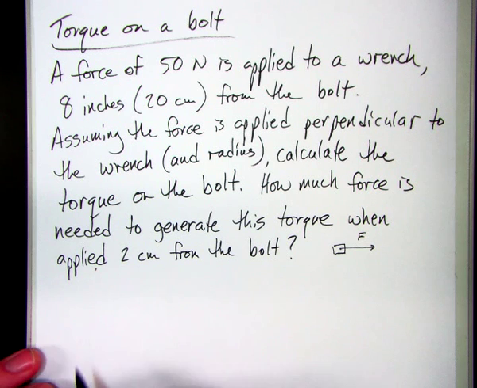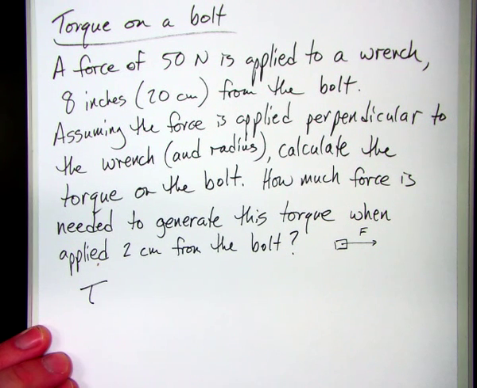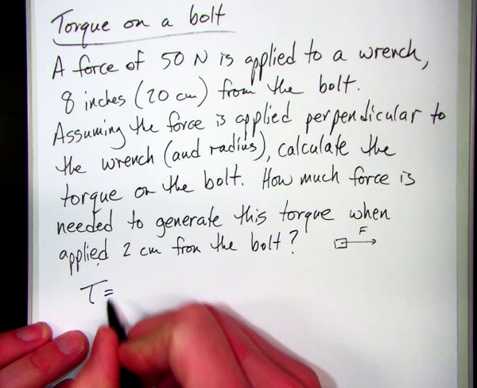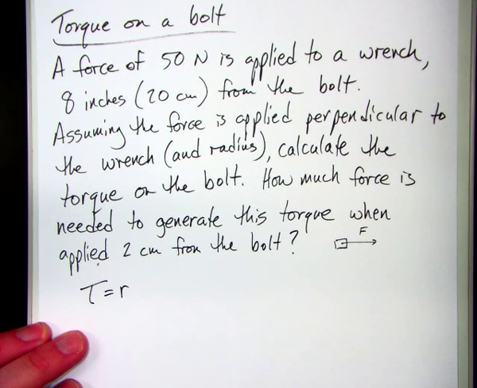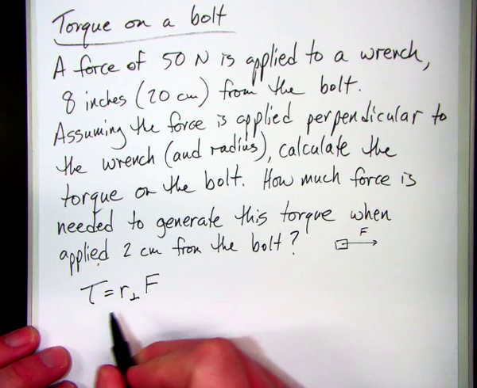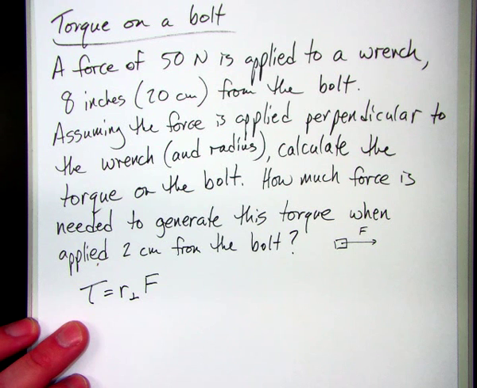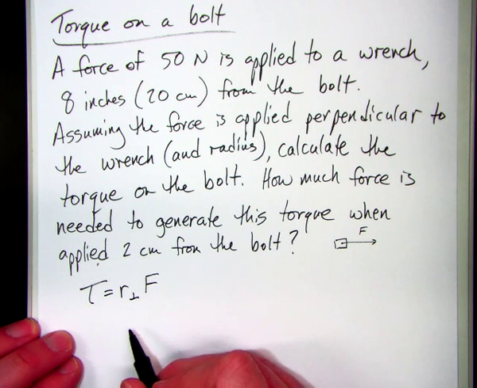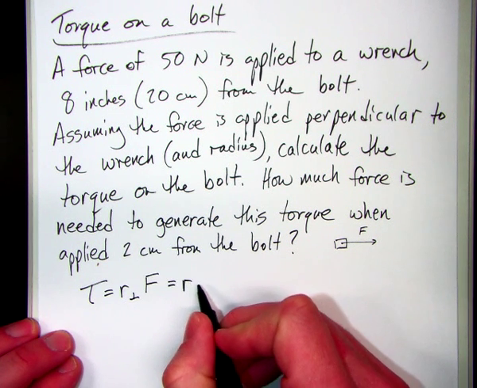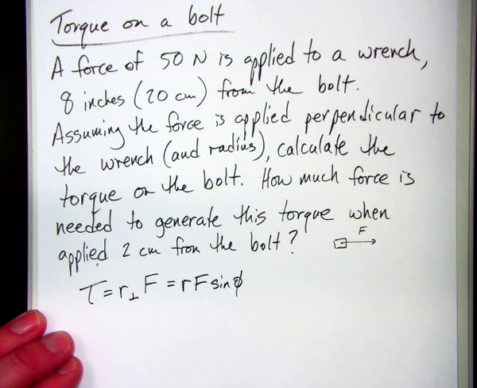Torque, we often write the expression torque with the Greek letter tau. Torque is R, the radius, times F, the force, but I'm going to put a little perpendicular here. So the torque on an object has to do with how far away the force is applied, the radius, and how much force is applied. But it also has to do with an angle. Another way to write this is to say R times F times the sine of the angle between them.